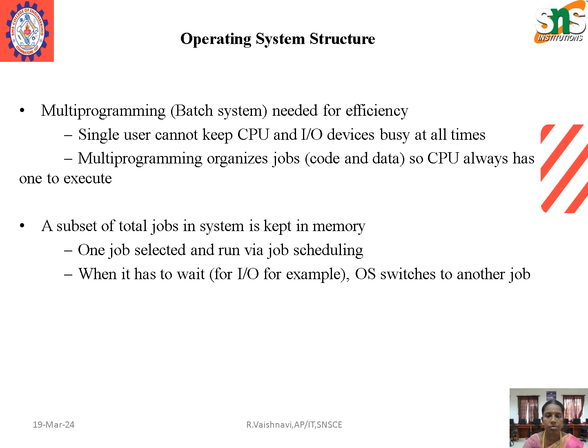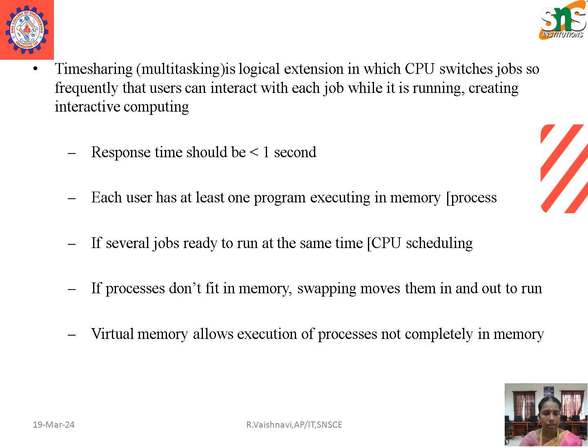Next one, we have the operating system structure, that is multiprogramming. Batch systems are needed for efficiency. A single user cannot keep the CPU and input output devices busy at all times. Multiprogramming organizes jobs, that is code and data, so the CPU always has one to execute. A subset of the total jobs in the system is kept in memory. One job is selected and run via job scheduling. When it has to wait for input output, for example, the OS, that is operating system, switches to another job. Next one, time sharing, that is multitasking, is a logical extension in which the CPU switches jobs so frequently that users can interact with each job while it is running, creating interactive computing.